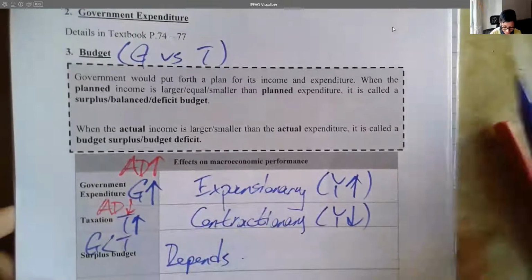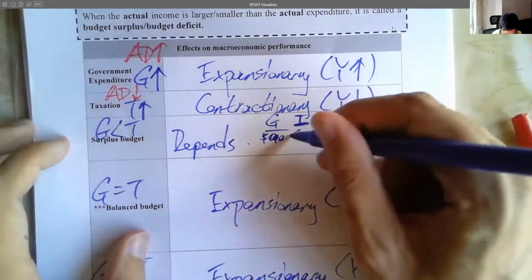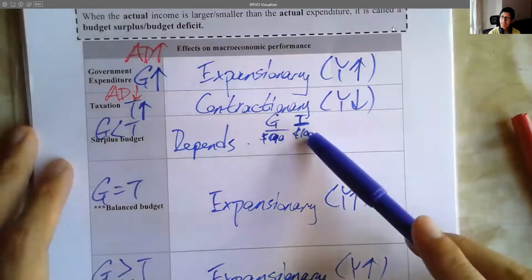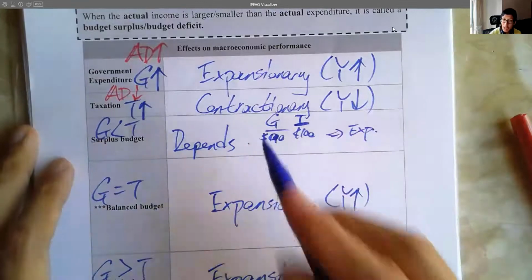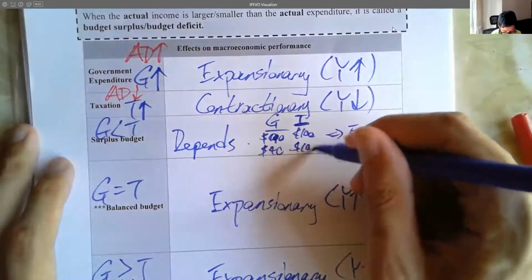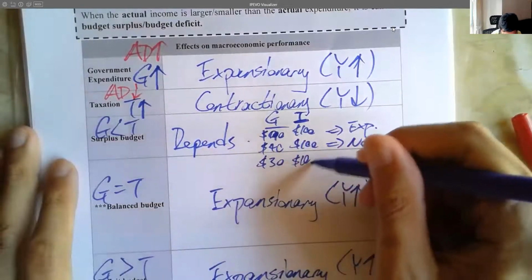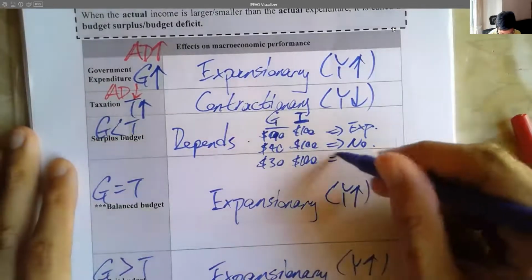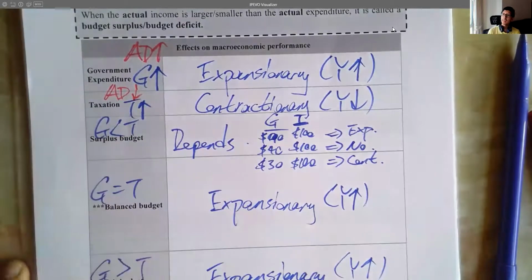Okay, so there would be 3 possible cases. Let's say G and T. Let's say T is 100, and G is 90. But then remember T translate into 40 only. In this case, we will have an expansionary effect. What about G being 40, this 100? Then it would be no effect since it's 40 versus 40. What about this? If this is 30, this is 100. 100 translate into 40. Still, it would be yes, a contractionary.